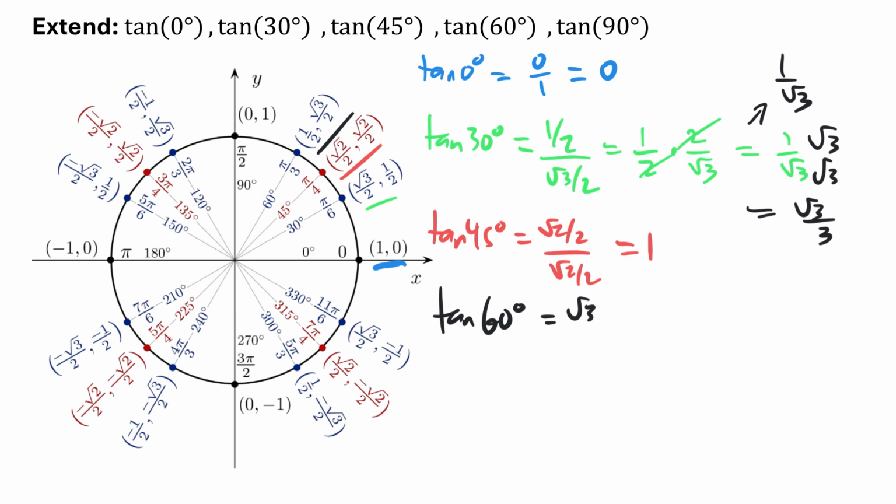This is root 3 over 2 divided by 1/2. Again, the fraction work is a little tricky. We flip and multiply that second fraction, cancel the 2's, and just get a root 3.